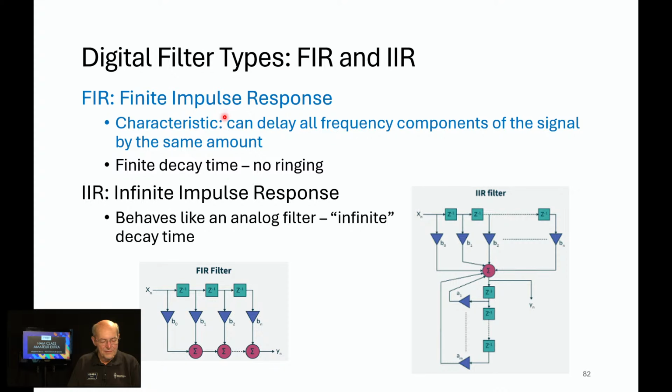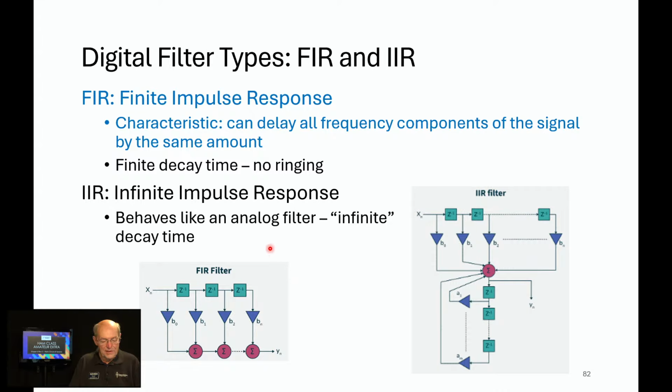So finite, this is an example, the one that we saw already. You'll see that the signal comes in here, comes out here. The characteristic is that it can delay all frequency components in the signal by the same amount. Basically what comes in is going to be modified here, but what comes in here is going to be what comes out there. Finite decay time, so if a signal starts here, once it gets all the way through, it's done. There can't be any ringing.